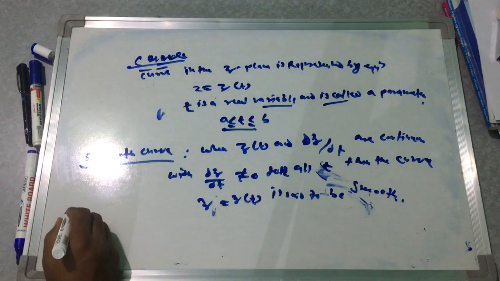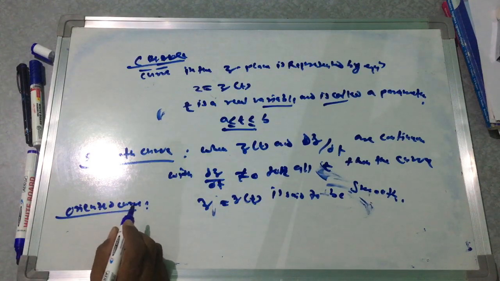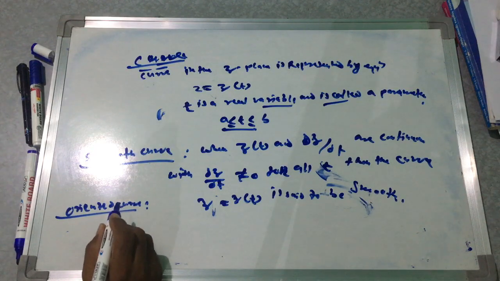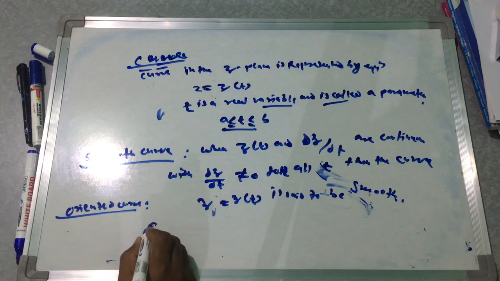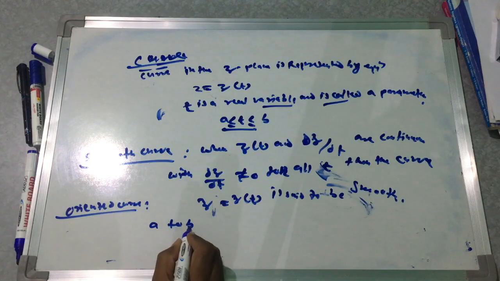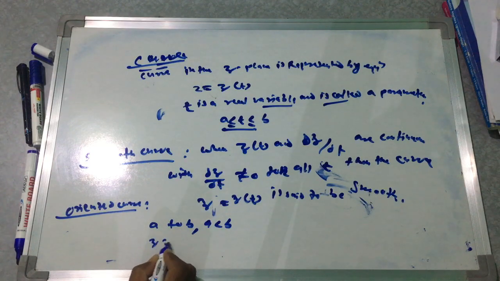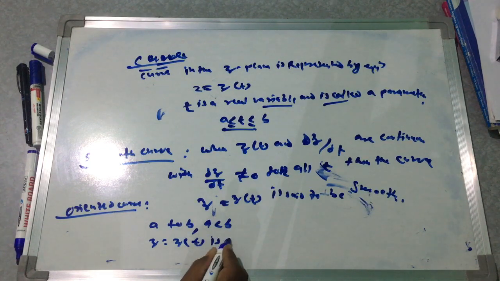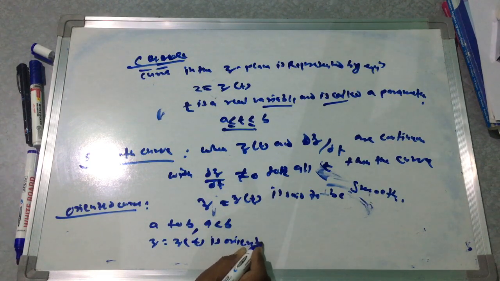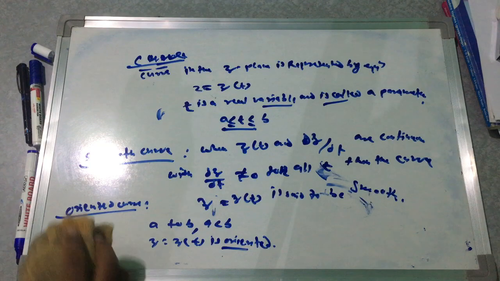So, oriented curve then. In an oriented curve, the orientation of a curve is associated with the sense of increasing value of t. When t takes values from a to b, where a is less than b, we say that the curve z equals z of t is oriented. This is an oriented curve. So this is the definition.